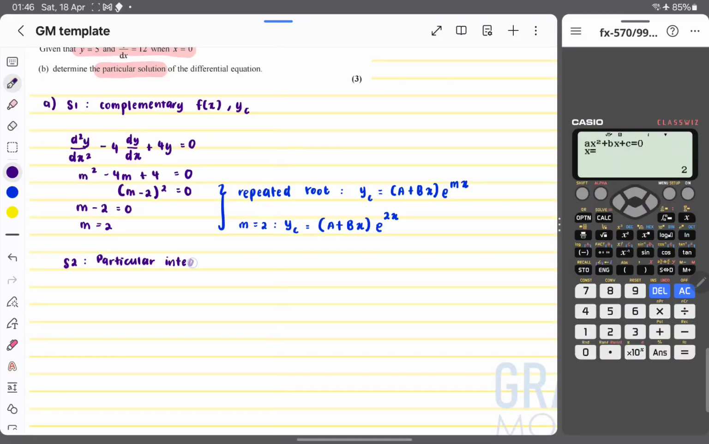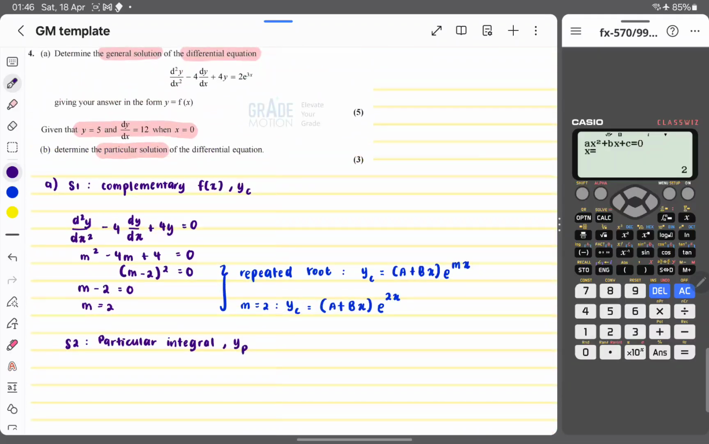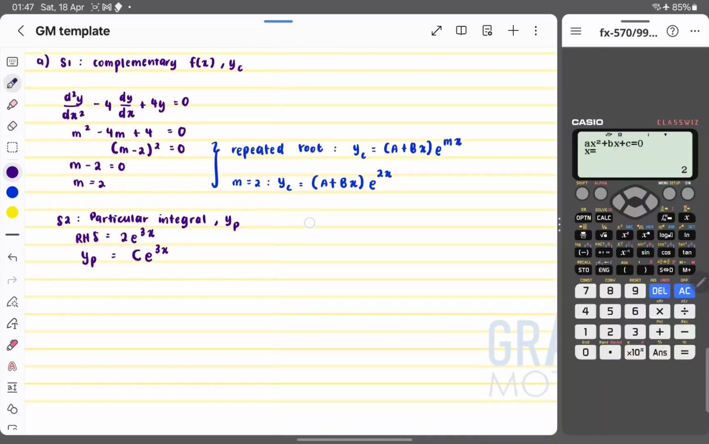If just now we were considering the left-hand side of our differential equation, now we have to consider our right-hand side. What is our right-hand side? Our right-hand side is equal to 2e to the power of 3x. That means our yp will be in this form, c e to the power of 3x. What we can do next is differentiate this, d/dx, and we will get dy/dx.